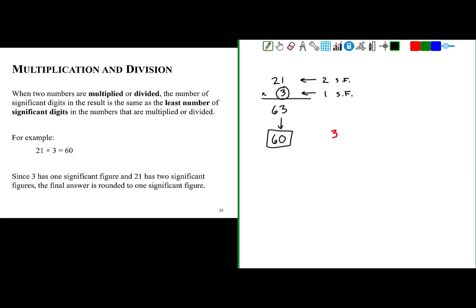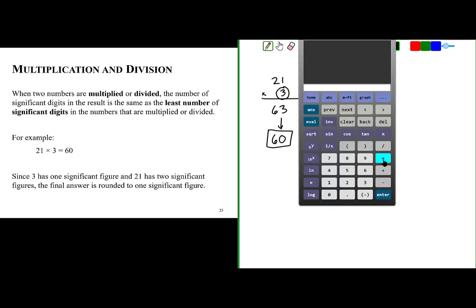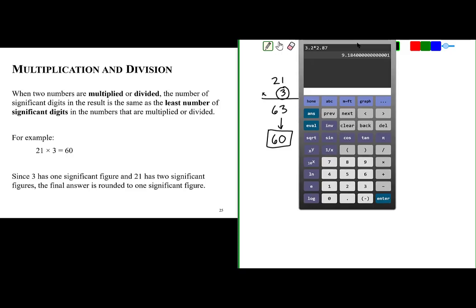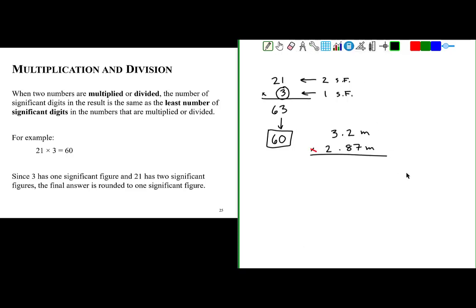If we had 3.2 times 2.87, and we will say this is in meters, and if we are multiplying those two numbers together, okay, let's go ahead and do that. 3.2 times 2.87. We get 9.184. So 9.184 meters.